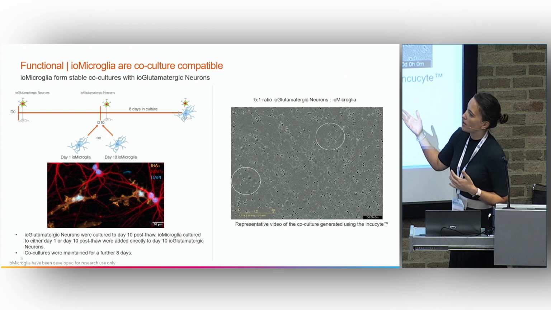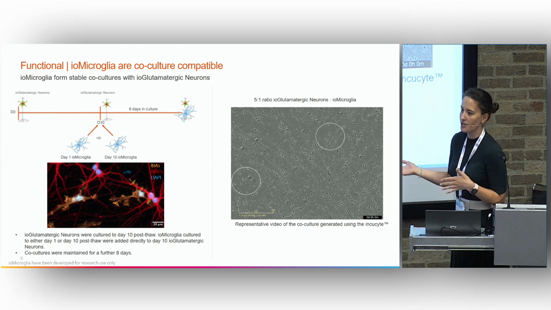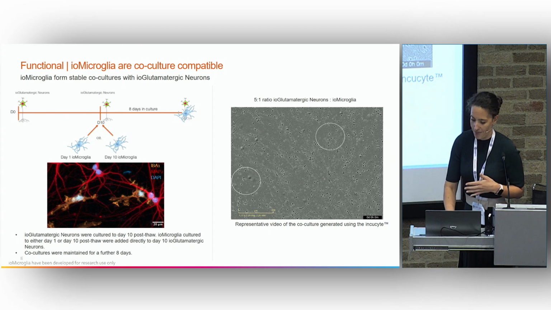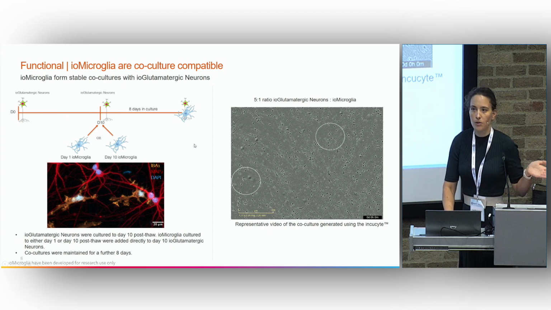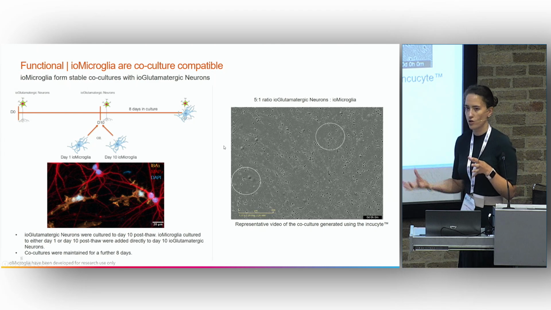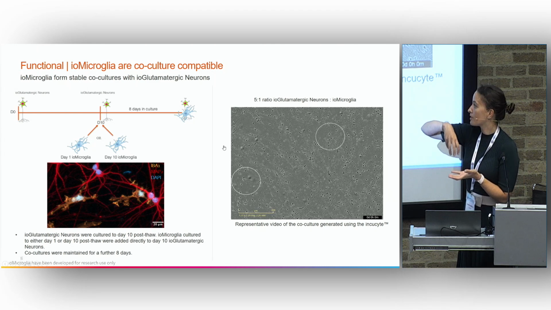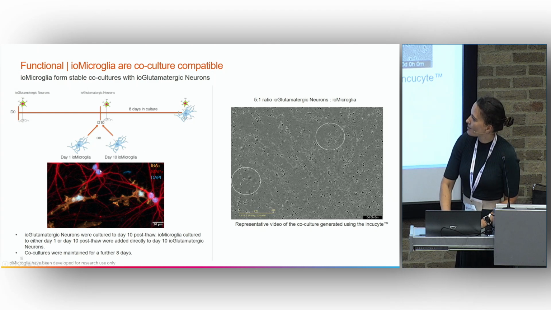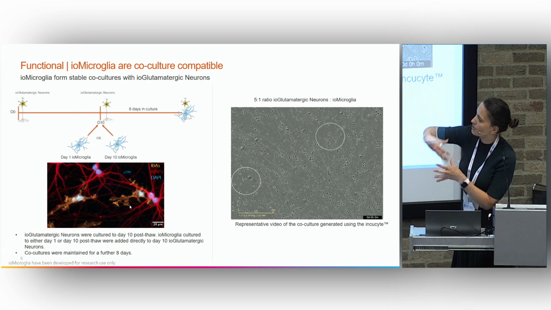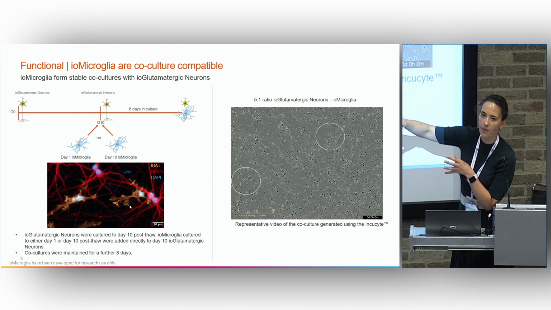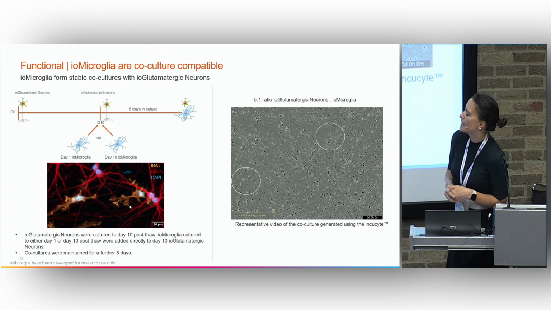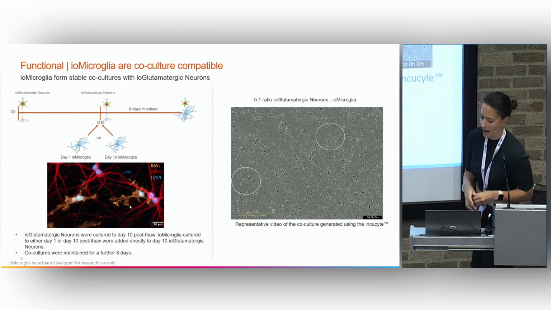But we can co-culture our iMicroglia with our glutamatergic neurons, either 24 hours post-thaw, or when you get them to that day 10 stage, you just drop the microglia on top of the glutamatergic neurons. And this is the morphology that you get after 8 days in culture, which is a very nice ramified morphology. And you can see that those ramifications look like they're interacting with the neurons. The yellow there is the IBA1 for the microglia, and then the red, the MAP2 for the neurons.